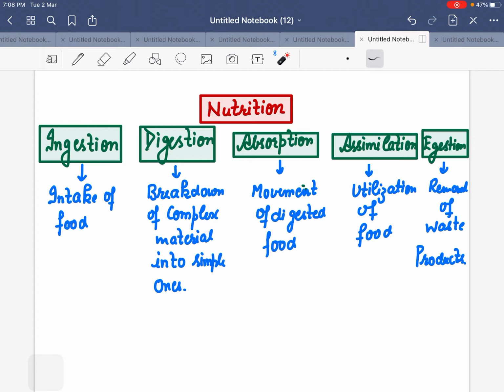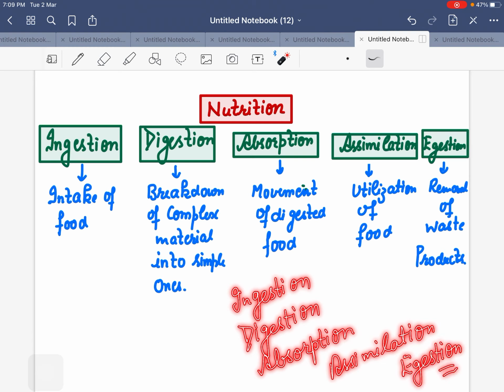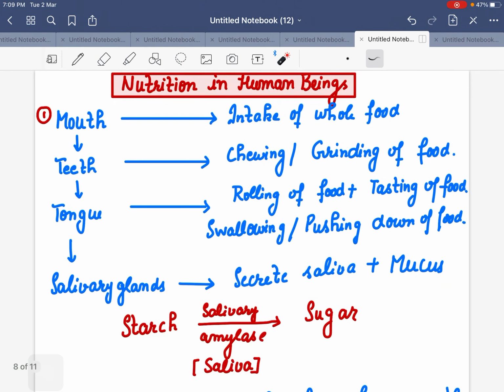And finally, after this, unwanted material, the waste product, is removed, and this is called, as we say, exit. So E for exit, E for egestion. First is ingestion. Second, breakdown, digestion. Then you are transporting it to the different areas, absorption. Then there is the utilization of food, and finally egestion, removal of waste products. I think these steps are clear, right?